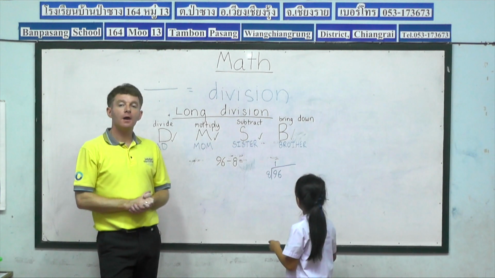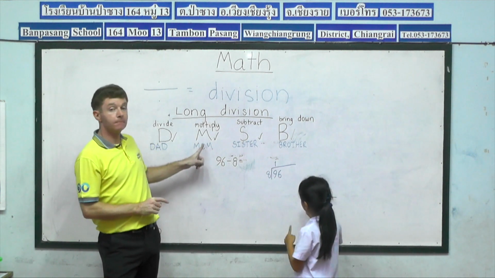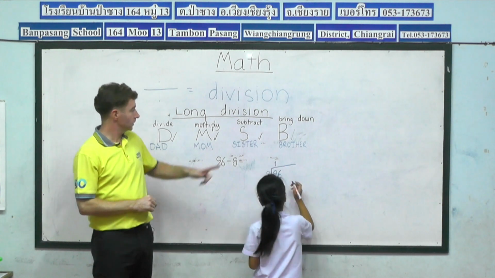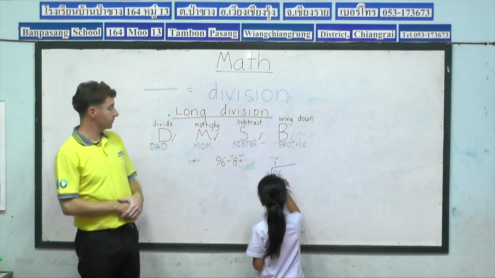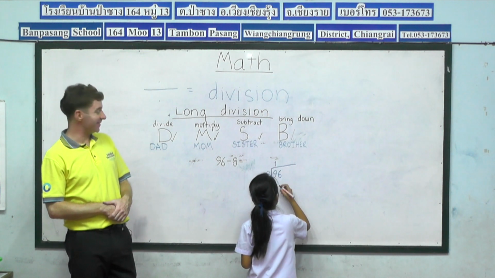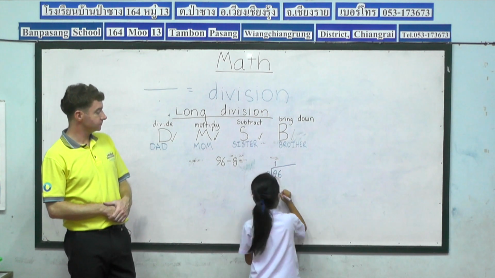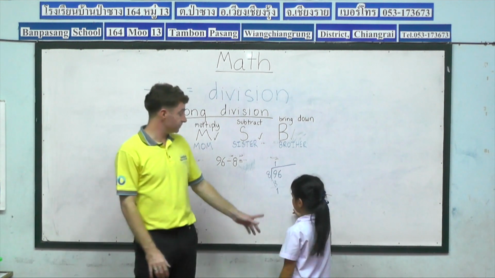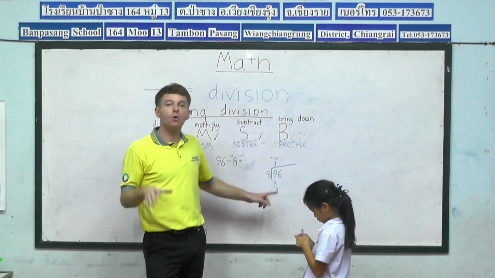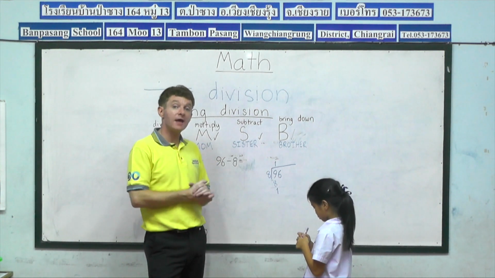Now, 8 multiplied by 1 equals 8. Next, what do we do? Subtract. 9 minus 8 equals 1. Okay, now notice we're not at 0 yet. That's not a big problem. All that means is we still have more work to do.